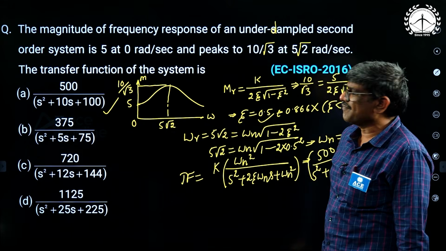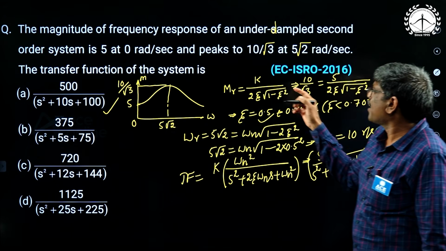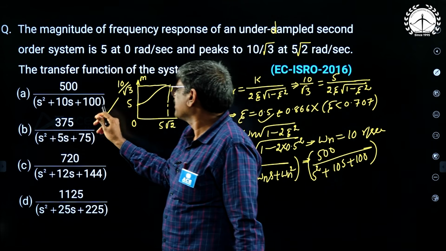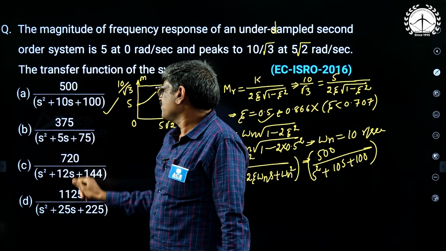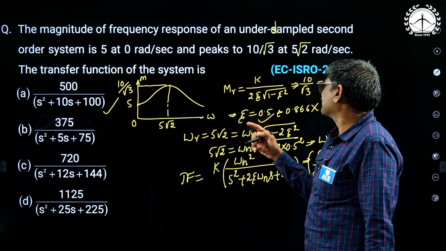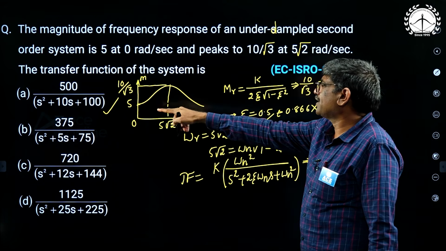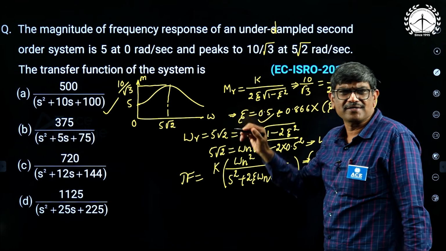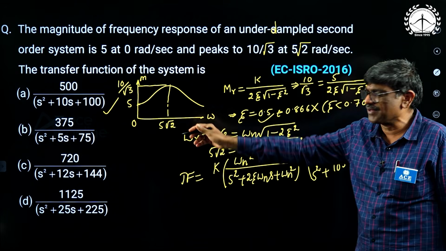So you can go by another way also. We want magnitude 5 at omega 0. You substitute S equal to 0. In whichever option you are getting magnitude 5, we can observe. Then we can check the zeta, and then we can find MR. We can check the MR value. You can also go in reverse from the options.